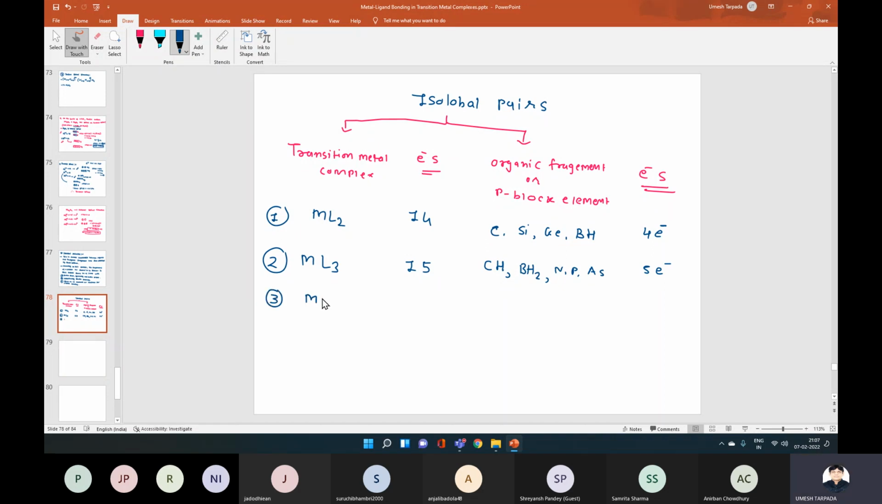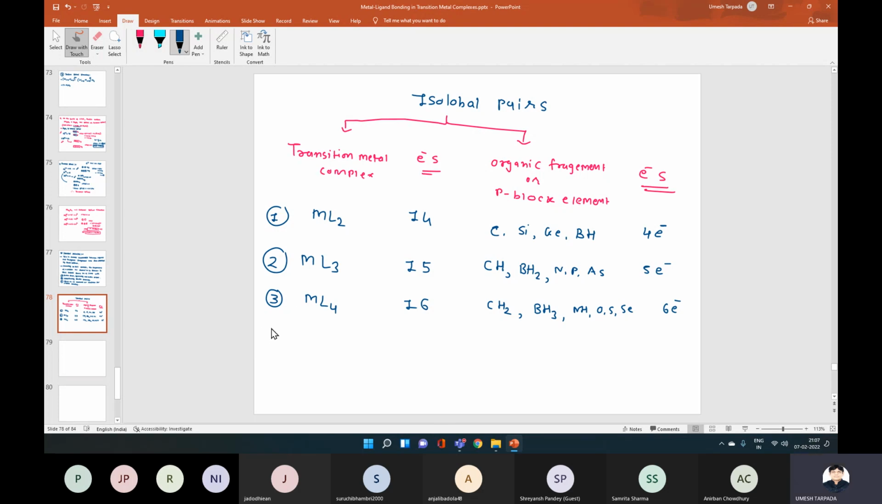Similarly, suppose the complex is ML4 type, then it contributes 16 electrons from the inorganic part. It is isolobal with a 16-electron fragment: CH2, or BH3, or a group 15 element, so NH, or you can have group 16 oxygen, sulfur, selenium. They contribute 6 electrons.